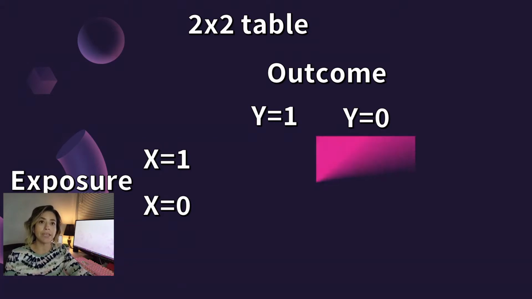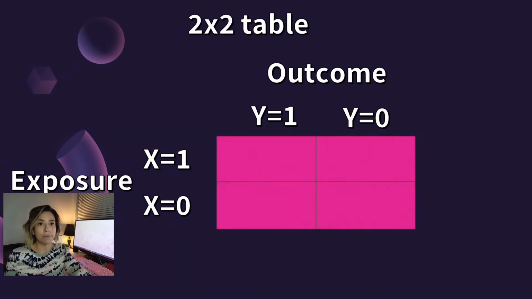So this leaves us with a 2x2 table that is comprised of 4 cells. A being those people that were exposed to the factor that got the disease. B is those that were exposed but did not get the disease. The cell C would be those that were not exposed but did get the disease. And cell D would be those that were exposed and did not get the disease.